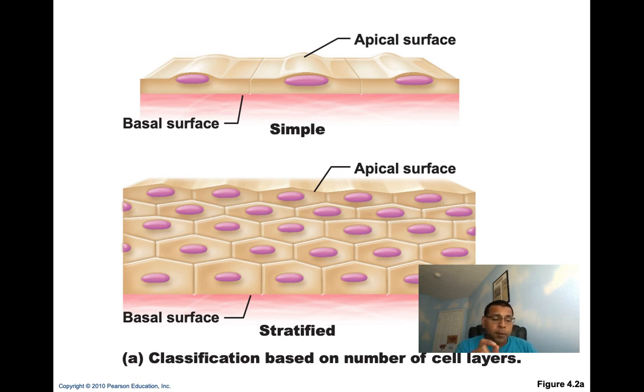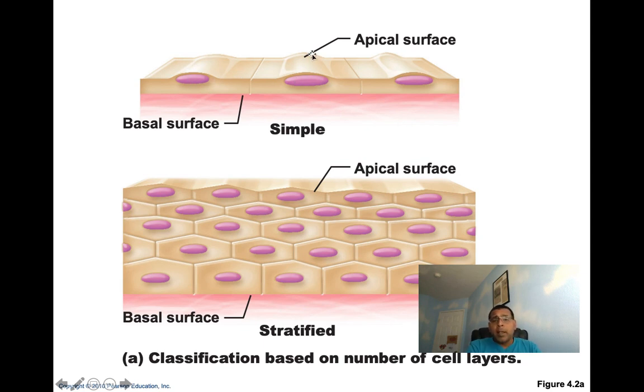So it's the surface that's exposed to the body's exterior or the surface that's exposed to the cavity of an internal organ. Now, this apical surface can be smooth and slick, or it can have a couple of modifications, we'll see. So if we were to look at this row of cells, you can see this basically top part of the cells is the apical surface.